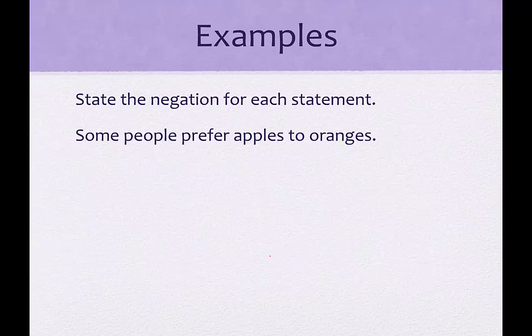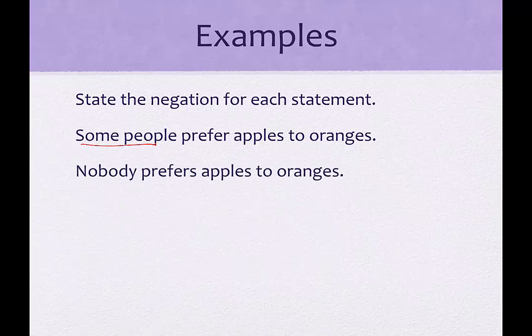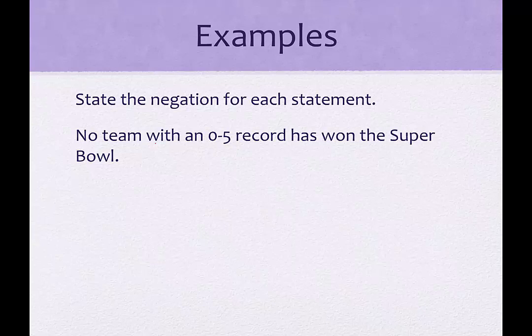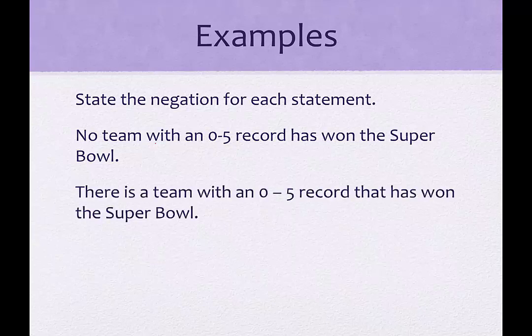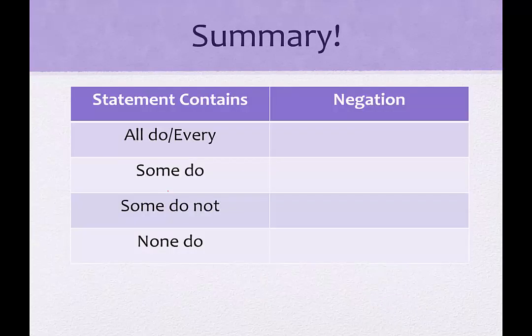How about some people prefer apples to oranges? So this is some people do. The negation of some people do is nobody does. Nobody prefers apples to oranges. No team with an 0-5 record has won the Super Bowl. There is a team with an 0-5 record that has won the Super Bowl, would be the negation, right? This has never happened before. This is saying there is some team out there who did this thing.